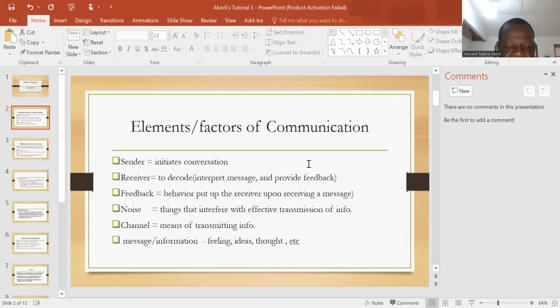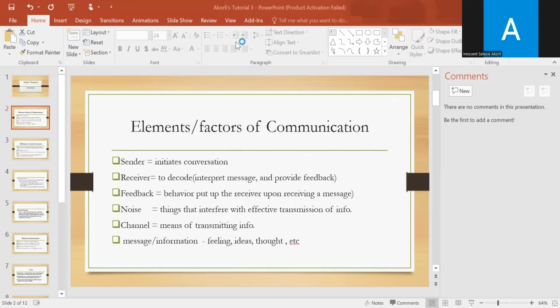To talk about this, communication basically, we said it is just sending and receiving messages between a sender and a receiver, or if you like, you can say between two parties, because sometimes it is not only human beings that are in a communication process.